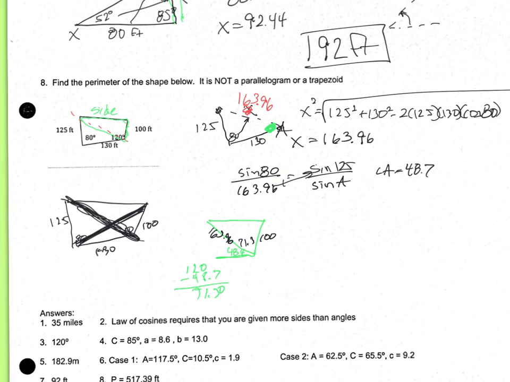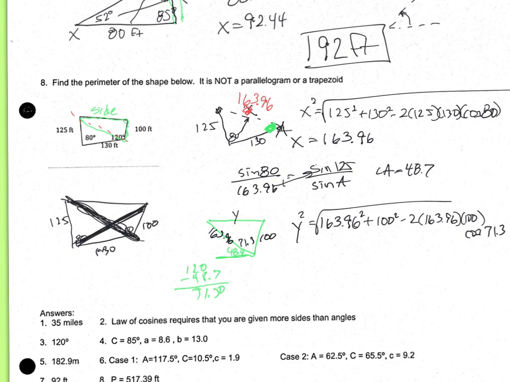And look, we're at side, angle, side again. And so I'm going to call this y. We can find that missing side. So y squared equals 163.96 squared plus 100 squared minus 2 times 163.96 times 100 times the cosine of 71.3. Yikes. Square root, and we end up with y equals 162.39.